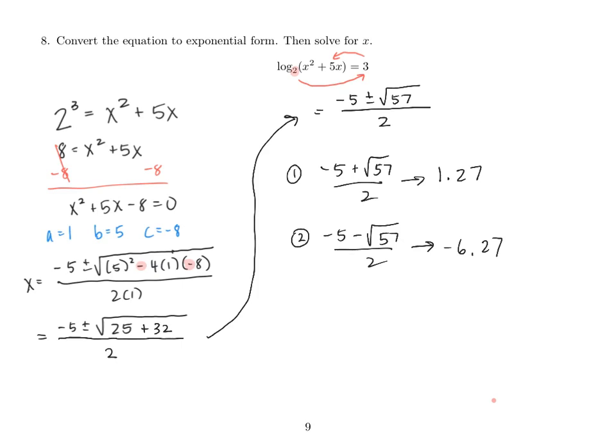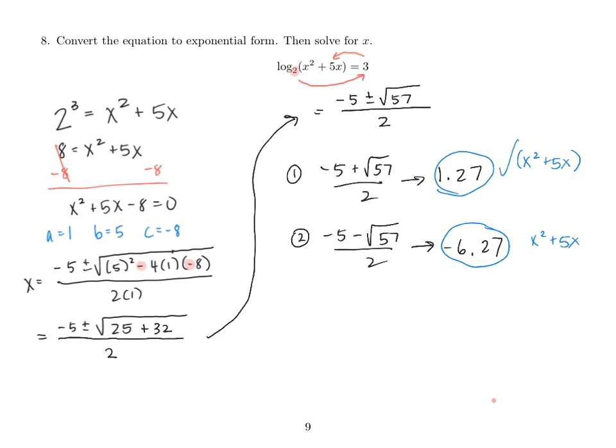Okay, so now what we want to do is make sure that we're taking the log of a positive thing. So what I want to do is plug each of these in for what we're taking the log of. So x squared plus 5x. I want to know, is that going to be positive? Okay, so if I plug in, obviously the positive is going to work. This is going to work. I need to know if this other one's going to work.